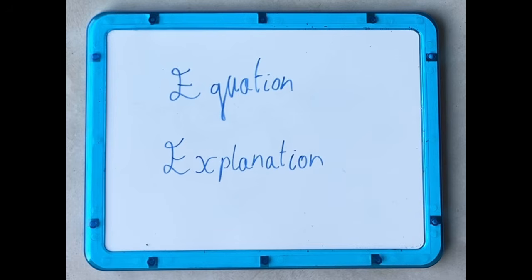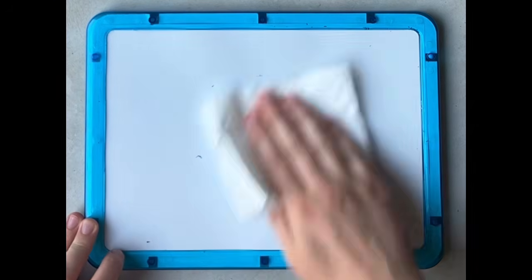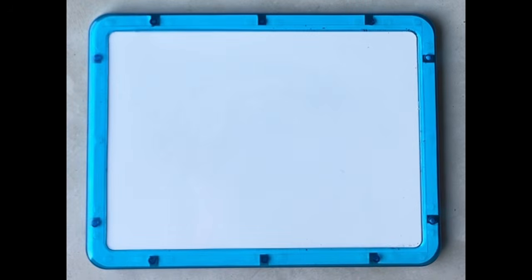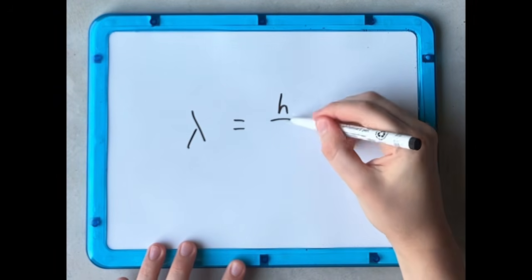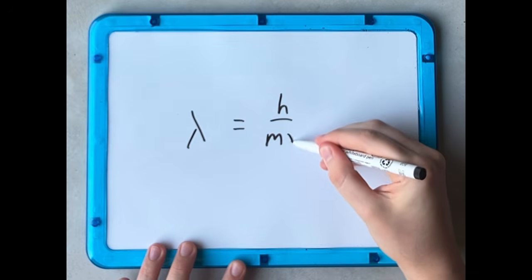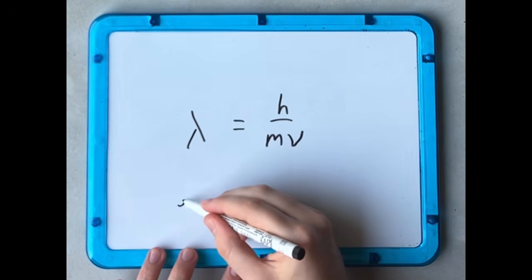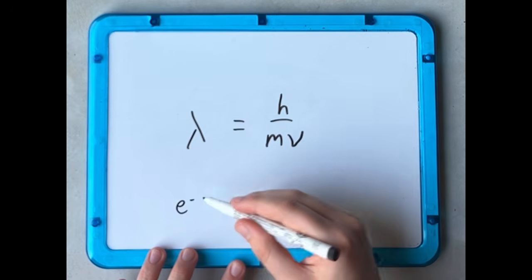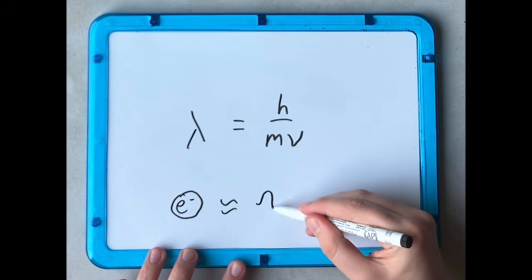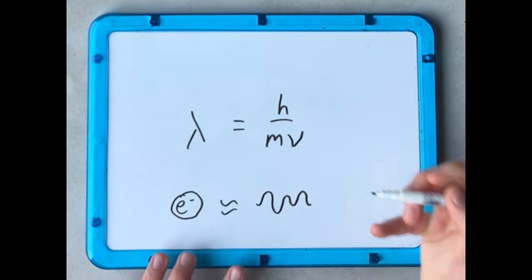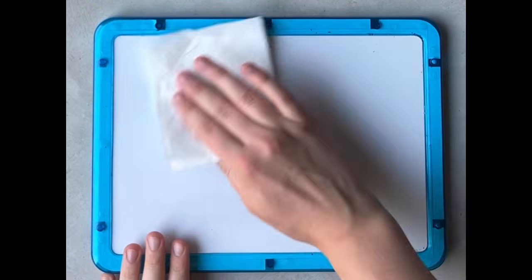This is the first video in a series called Equation Explanation, where I'll be breaking down some common equations used in chemistry, explaining the components, how to use the equation and where you might see it. Today I'm going to talk about the de Broglie equation, which looks like this. It came about in 1923 when scientists were trying to make sense of how electrons could act like particles and like waves. This is the equation that links particle and wave properties, so let's break it down.